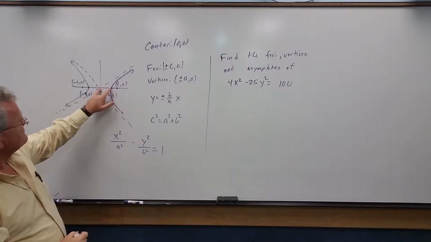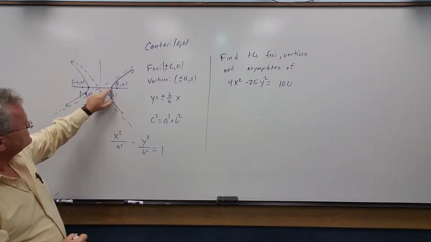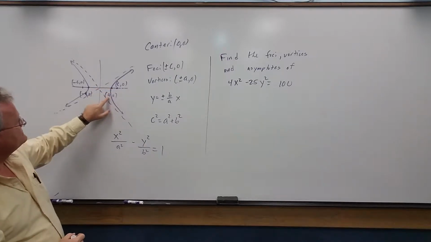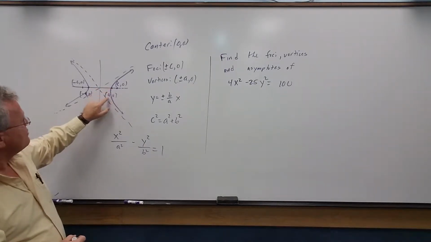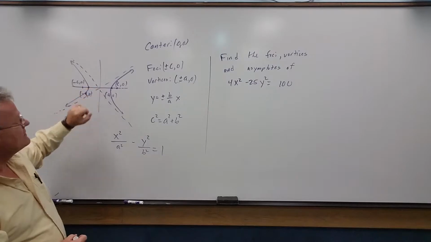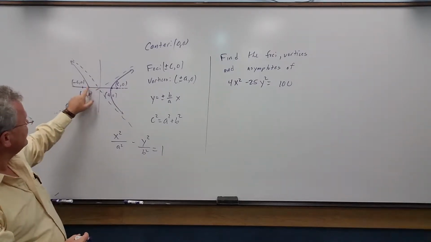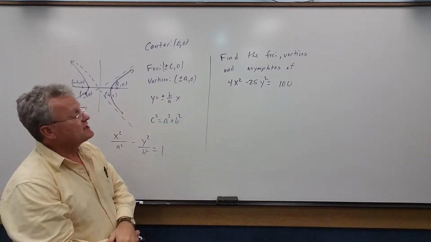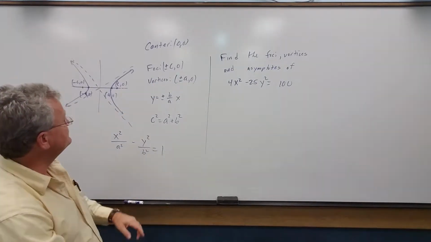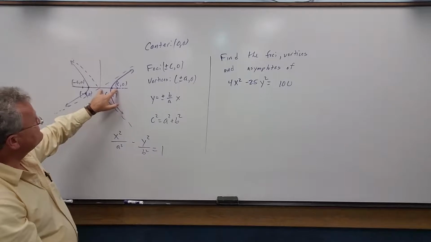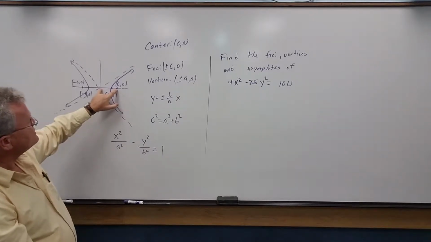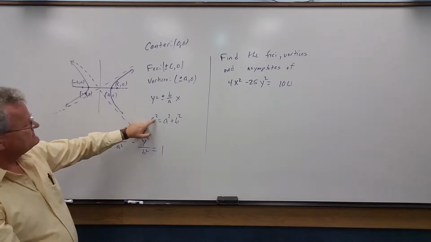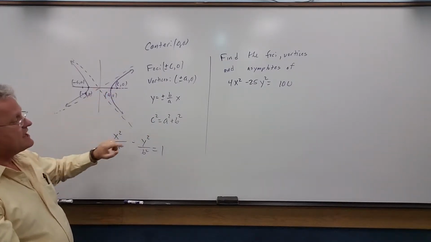The distance from the origin to this point here, this is one of the vertices. This distance is a, so this is the point (a, 0). Likewise, that distance is a, so that is the point (negative a, 0). So the vertices are at plus and minus a comma 0. Notice the focus is further; that distance is bigger than this. c squared is bigger than a squared.